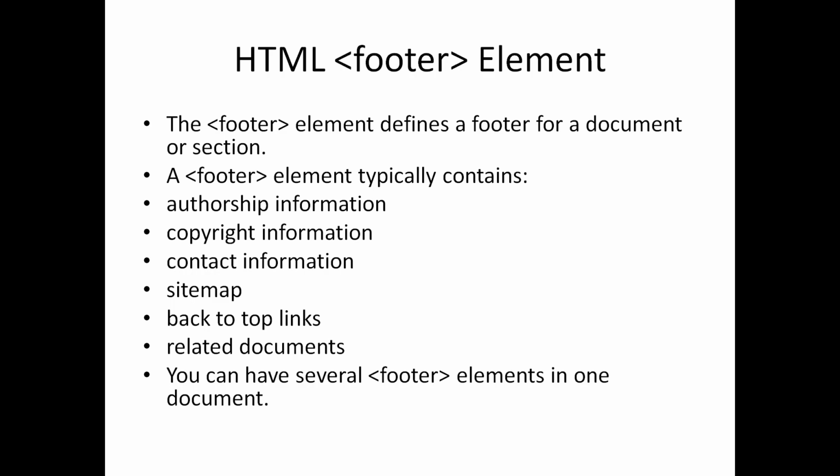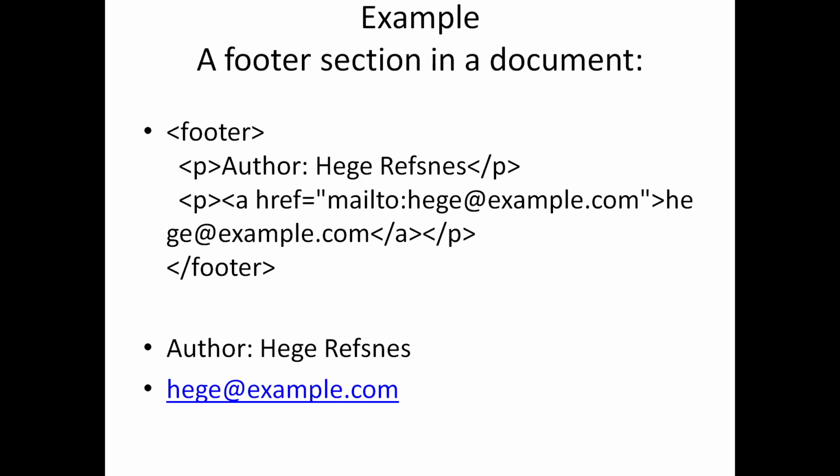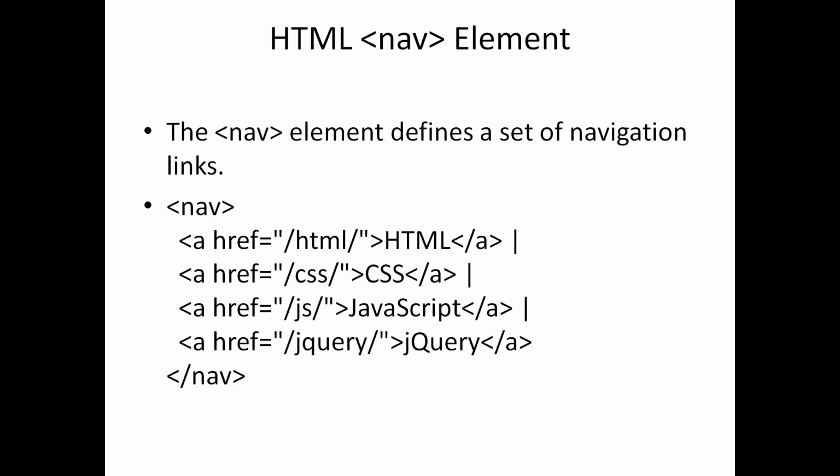Next, the footer element. The footer element defines a footer for a document or section. A footer element typically contains authorship information, copyright information, contact information, sitemap, back to top links, and related documents. You can have several footer elements in one document. Here is an example for footer, where the paragraph refers to an href, an href which consists of a link. If we run this, we'll get a file or a link which takes us to another file.